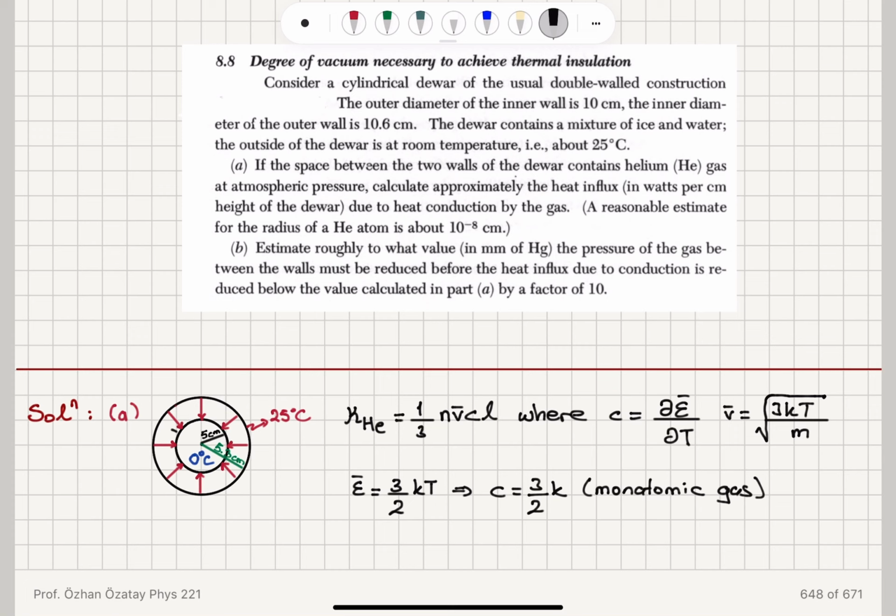The total scattering cross-section sigma is 4 pi r squared, where r is the radius of a helium atom. The radius of a helium atom is about 10 to minus 8 centimeters. So r is 10 to minus 8 centimeters. Therefore, we can calculate the total scattering cross-section to be 4 pi 10 to minus 16 centimeters squared, which is 4 pi 10 to minus 20 meters squared.